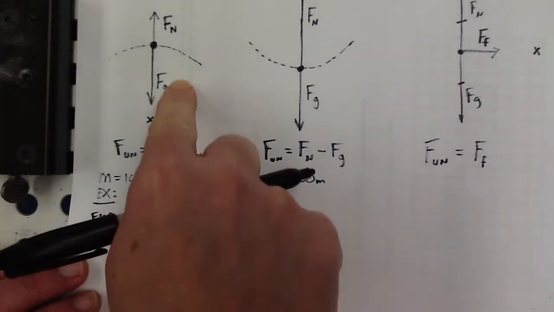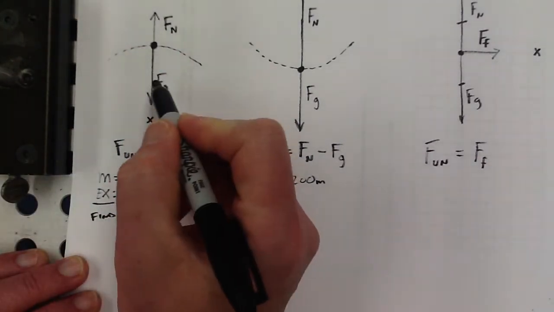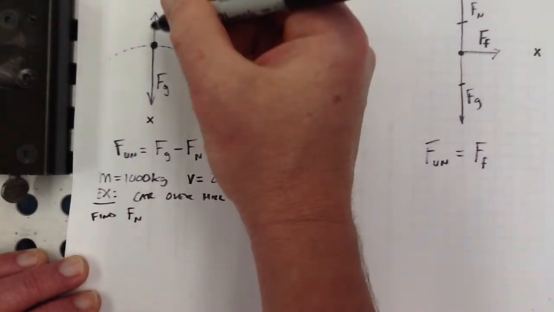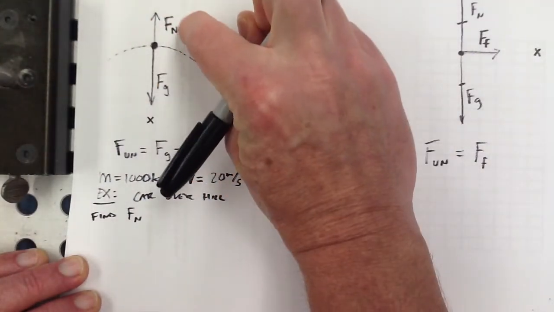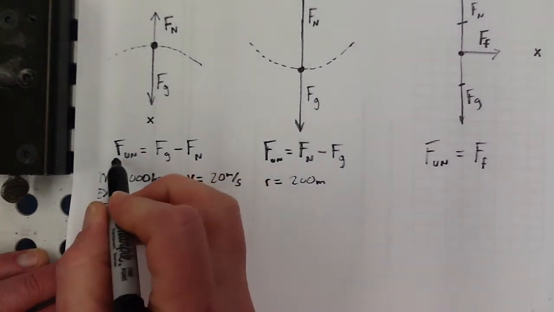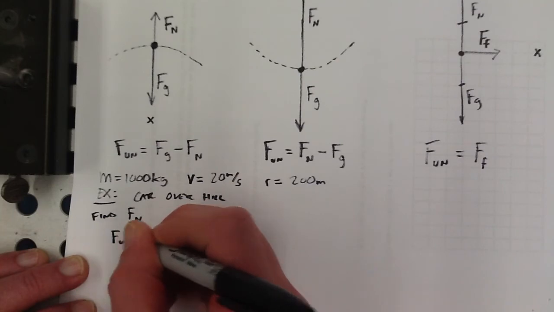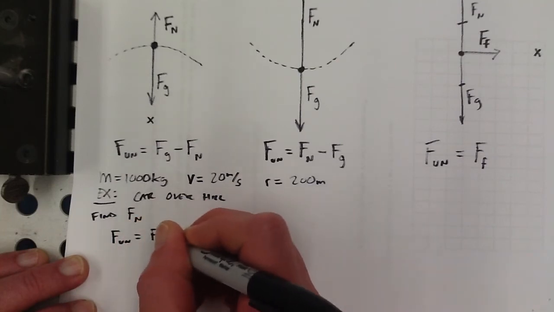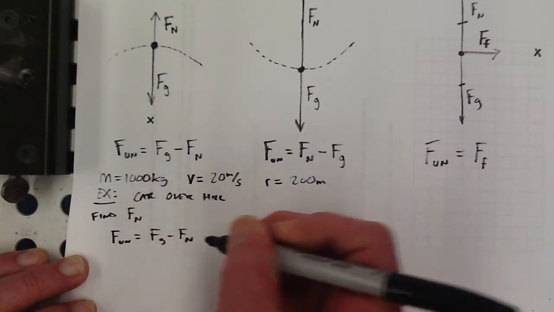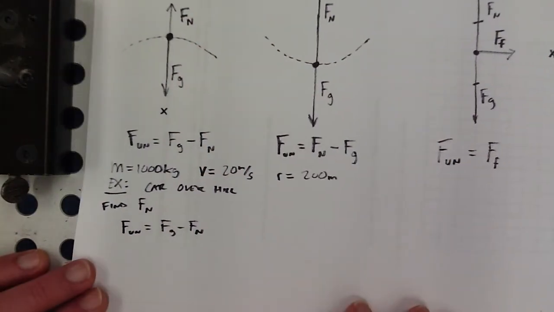Now, just looking at our diagram here, if the car is going over the hill, gravity must be winning, and gravity would be 10 times this, it would be 10,000. So whatever this comes out to be, it better be something less than 10,000, because I know that this has to be the winning direction. So starting from here, unbalanced force is equal to gravity minus normal force, because toward the center of the circle has to be the winning direction.